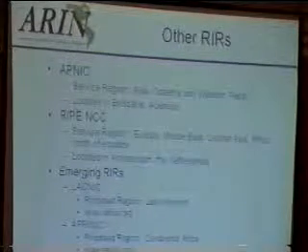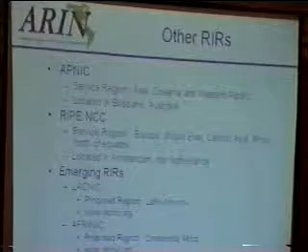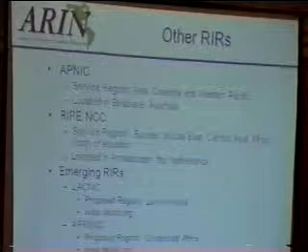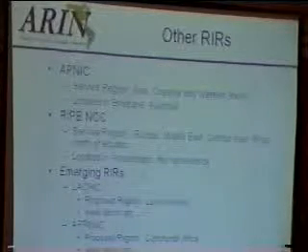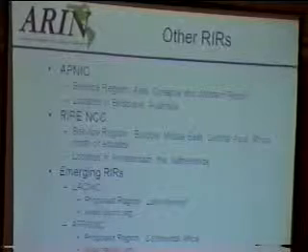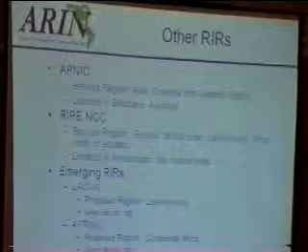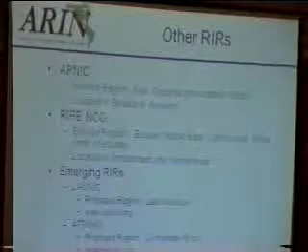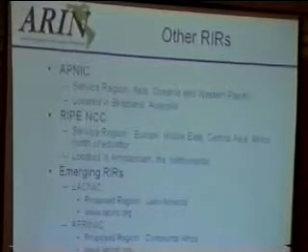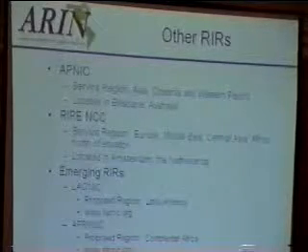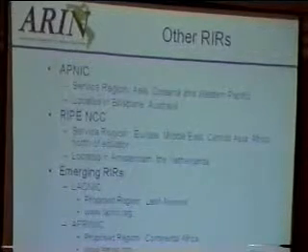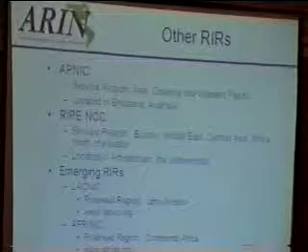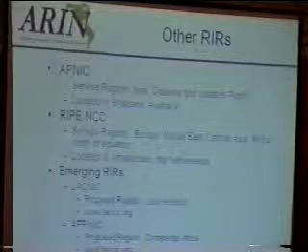We also have two emerging regional internet registries, LACNIC and AFRINIC. The proposed region for LACNIC is all of Latin America, which right now is being looked at as Central America and South America. You can find additional information about their plans and what they're doing at lacnic.org. And for AFRINIC, the proposed region is Continental Africa. Right now, that region is serviced by both ARIN and RIPE NCC. You can find information about their efforts at afrinic.org.